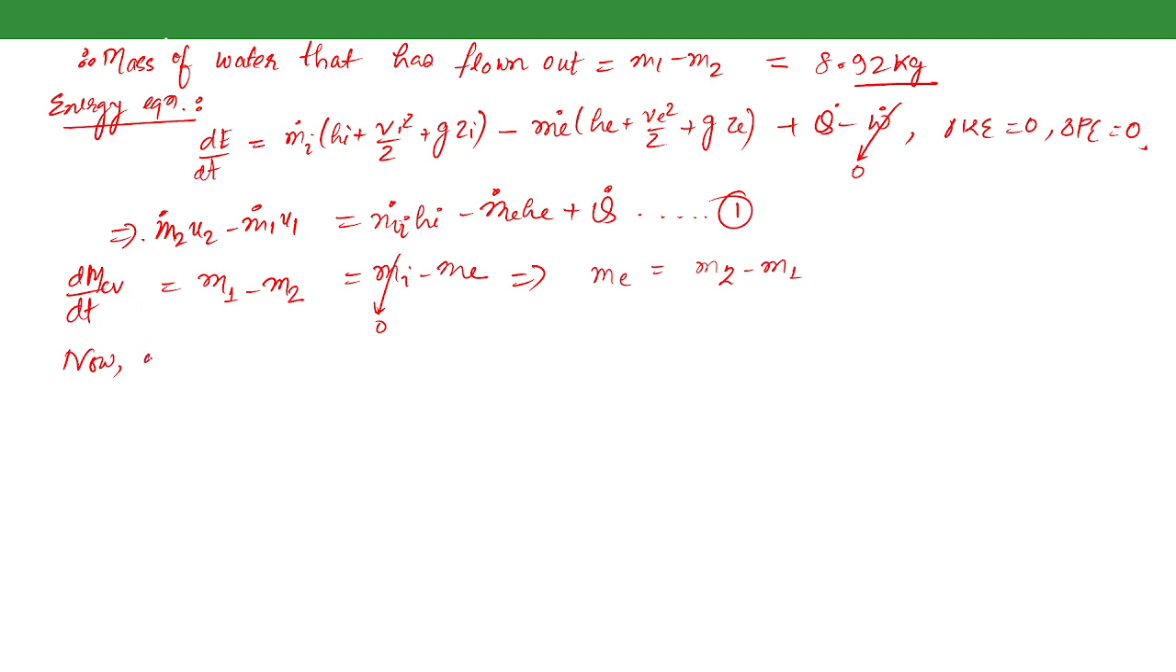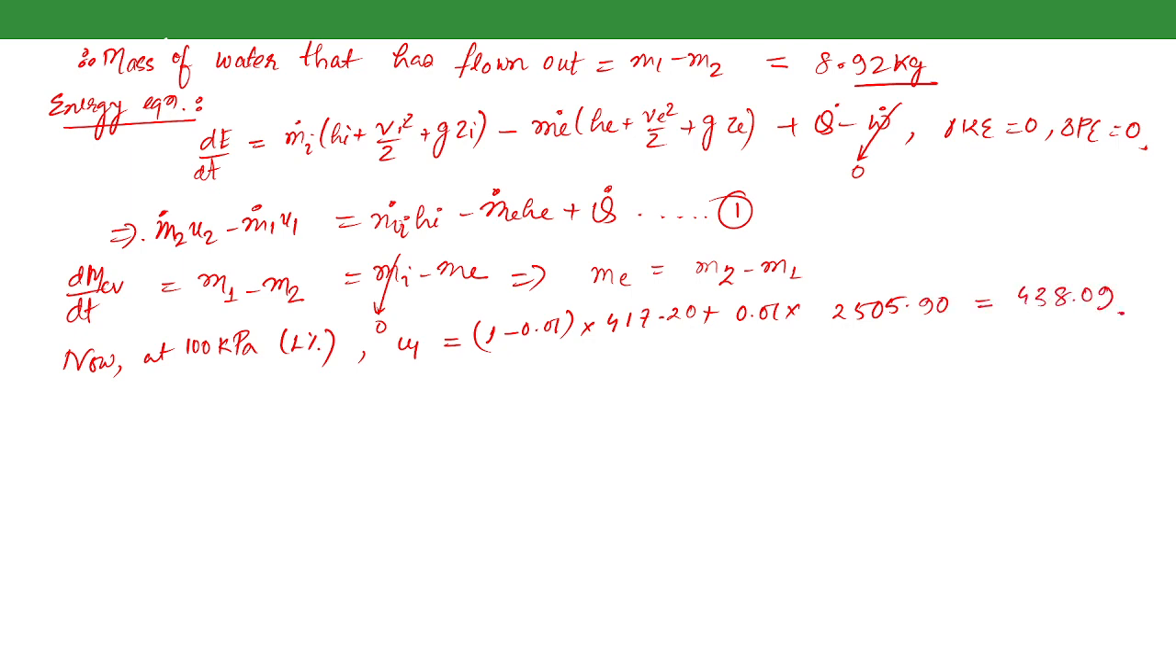Now, at 100 kPa with a quality of 1%, the initial internal energy becomes (1 minus 0.01) into 417.20 plus 0.01 into 2505.90, which comes out to be 438.09 kilojoule per kg.